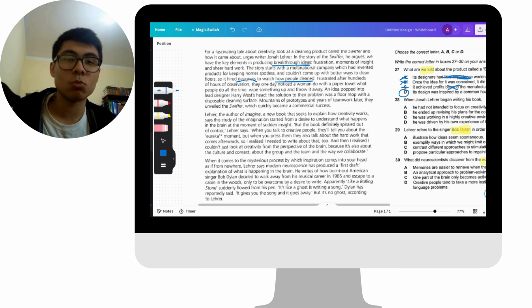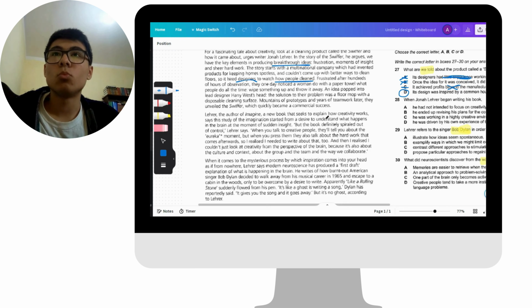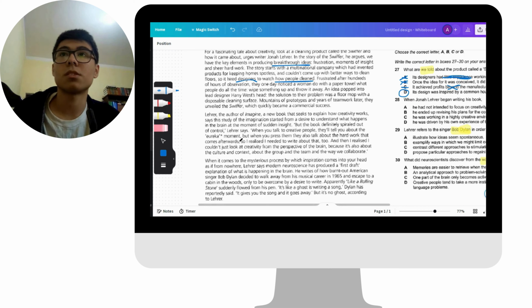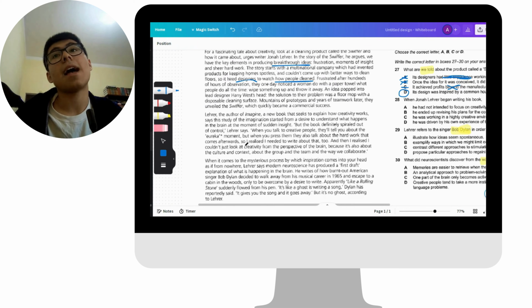So after sudden insight, what's going to happen in the brain, right? But the book definitely spiraled out of control. Liechner says, when you talk to creative people, they will tell you about the eureka moment. But when you press them, they also talk about the hard work that comes afterwards. So I realized I needed to write about that too. And then I realized I couldn't just look at creativity from the perspective of the brain because it is also about the culture and contexts, about the group and the team and the way we collaborate.